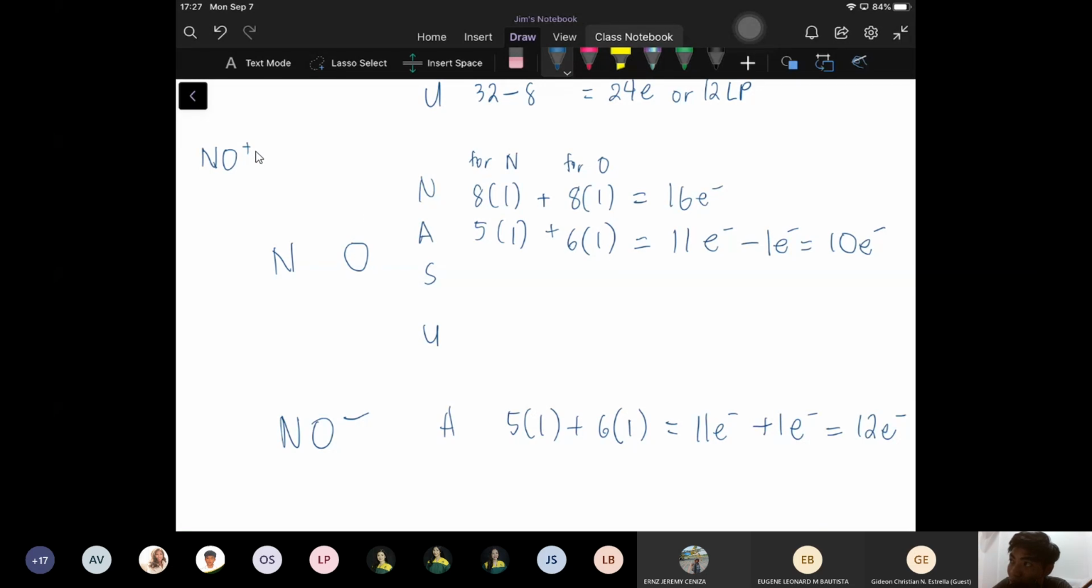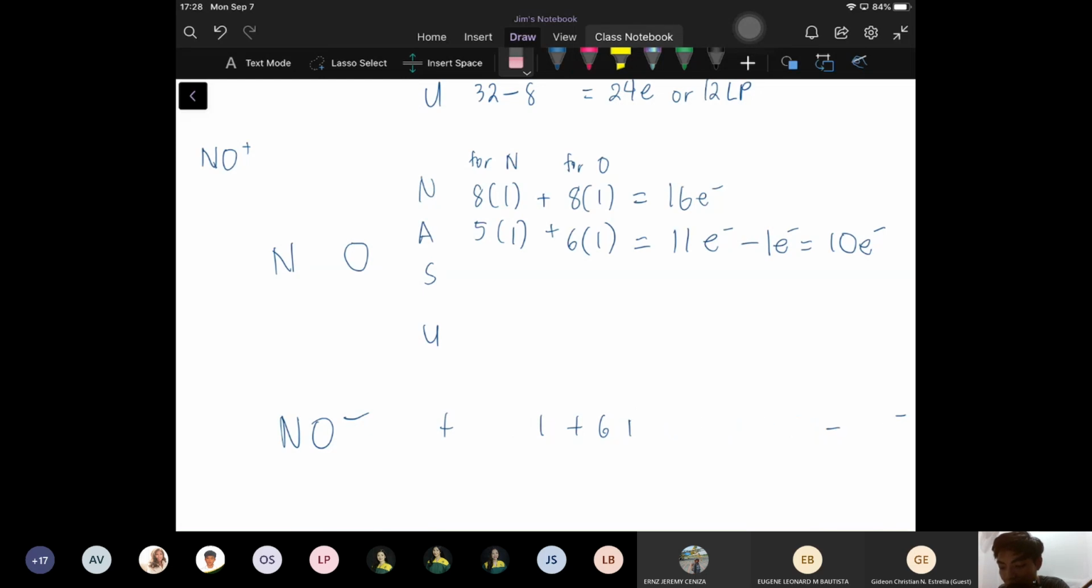Sir, paano kung positive 10 yan? E di minus 10. Sir, paano kapag positive 3? E di minus 3. Ganun po, ha? Sir, paano kung negative 10? E di plus 10. Paano kung negative 99, e di plus 99 electrons. So, ganun yung idea, ha? And keep in mind lang, ha?